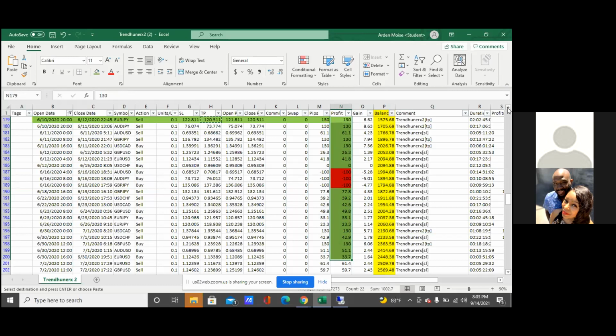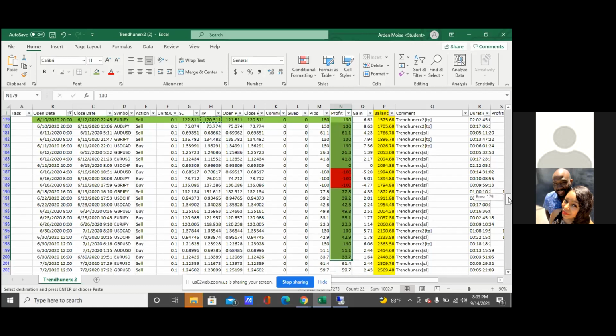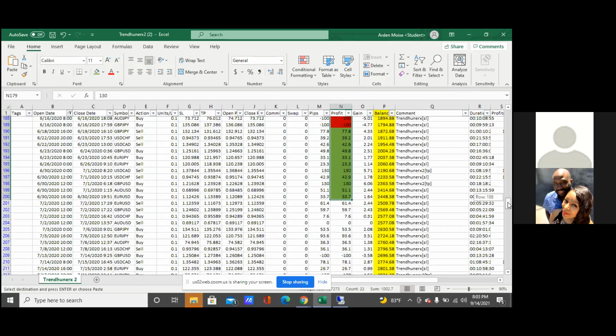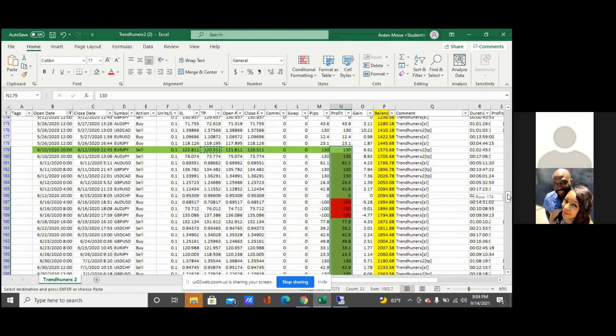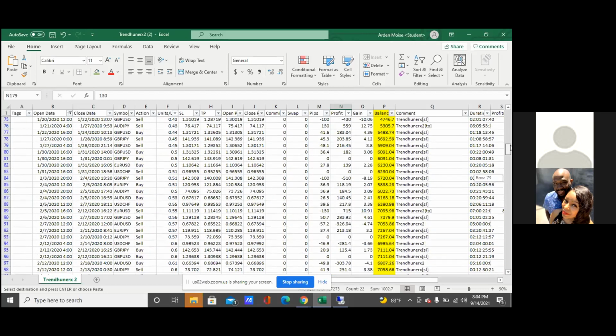You have to think about what the beginning balance was before the start of June. $1,445. Yeah, $1,445. So the ending balance was $2,400 and something dollars. This was June 2020. That's a pretty good gain right there.